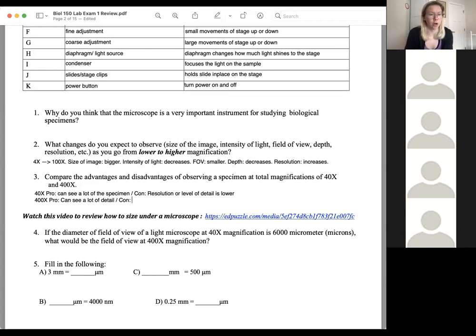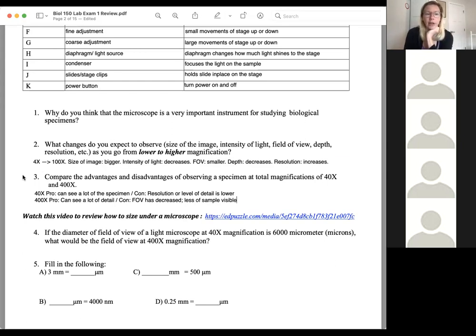Right, the pro is you can see much more detail because you're focused in on just one very small area, but you're not going to be able to see as much because your field of view has decreased. The FOV decreased, less of sample visible. Great.